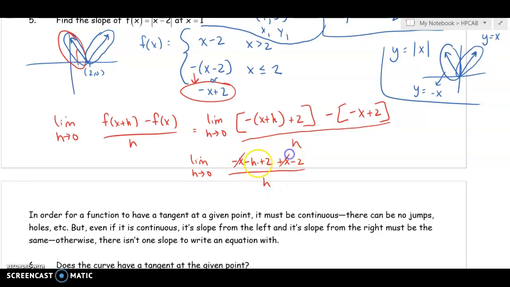So the x's cancel, the 2's cancel, even the h's cancel. You end up with just the limit as h approaches 0 of negative 1, and that has to equal negative 1. So the slope is going to equal negative 1. We already kind of knew that going in because you can see it there, but we had to show it with our lovely little difference quotient. So there it is, the slope is negative 1.